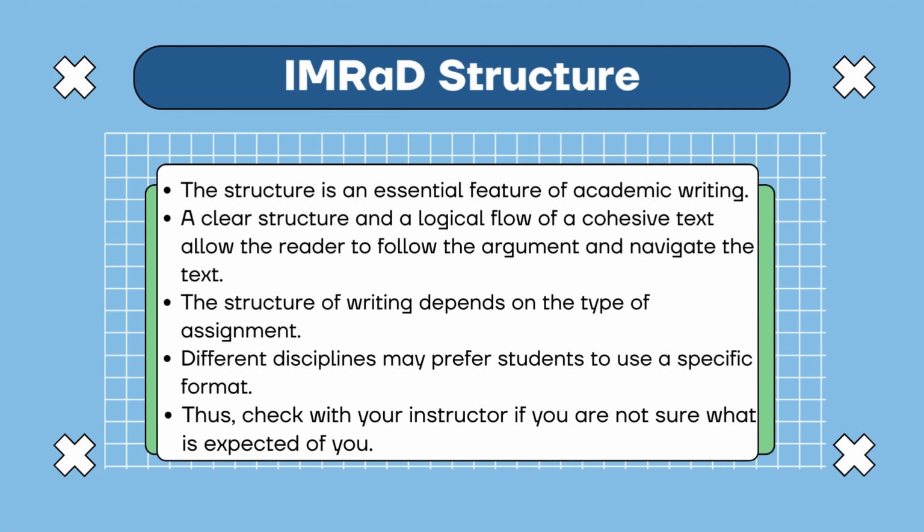IMRAD structure. The structure is an essential feature of academic writing. A clear structure and a logical flow of a cohesive text allow the reader to follow the argument and navigate the text. The structure of writing depends on the type of assignment. Different disciplines may prefer students to use a specific format. Thus, check with your instructor if you are not sure what is expected of you.